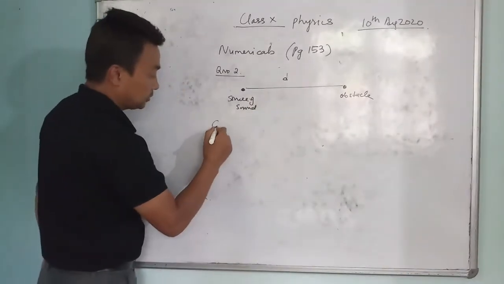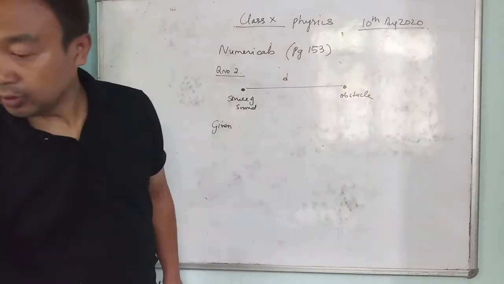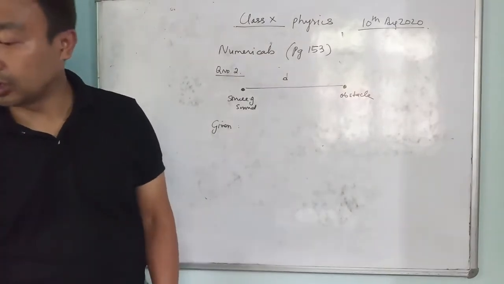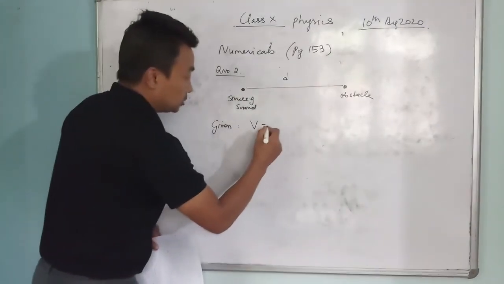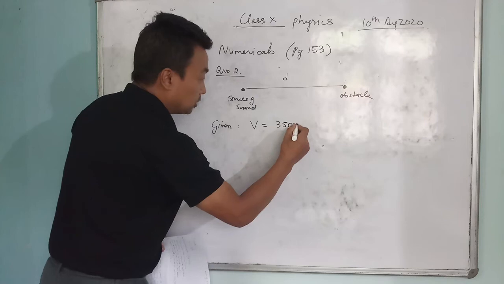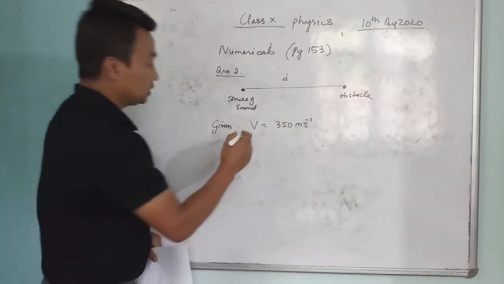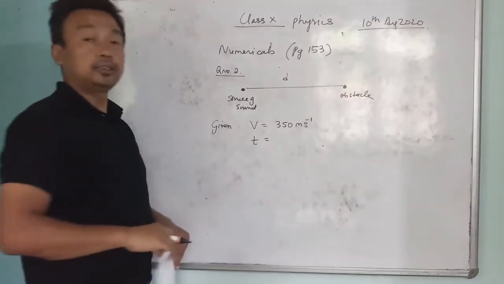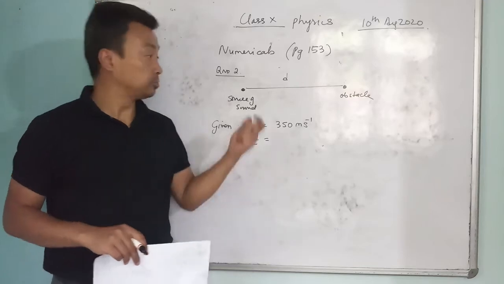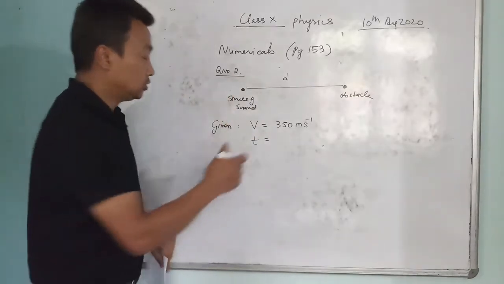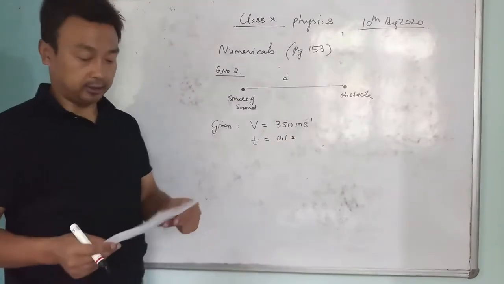So let us start here. Given, if you look at the question, take the speed of sound in air as 350 meter per second. So the speed of sound is given to you, 350 meter per second. Here the time is not given, but we know that in case of an echo, the minimum time which persists for an echo to be produced is 0.1 second, or 1 by 10 of a second.